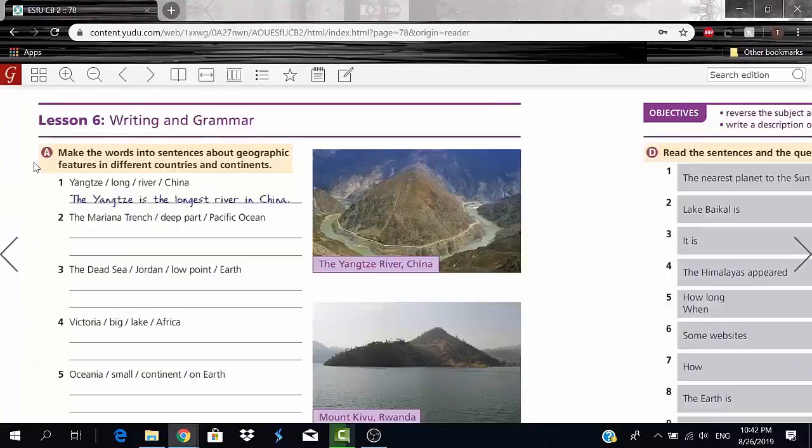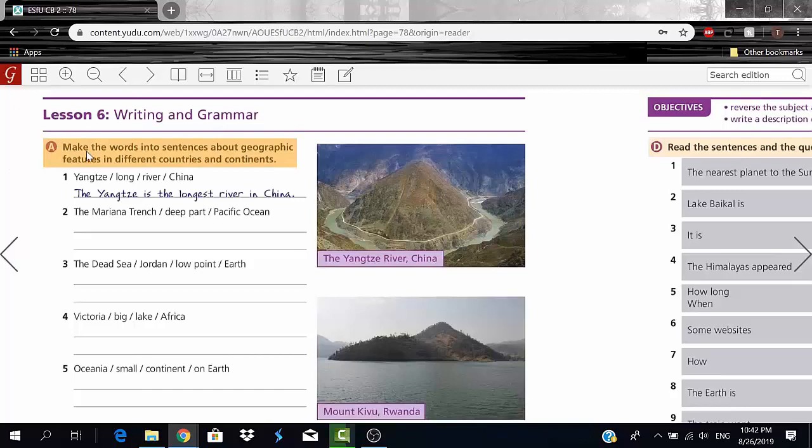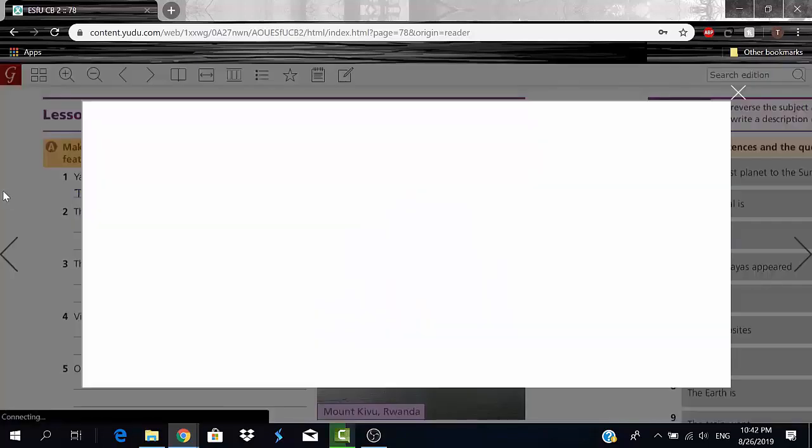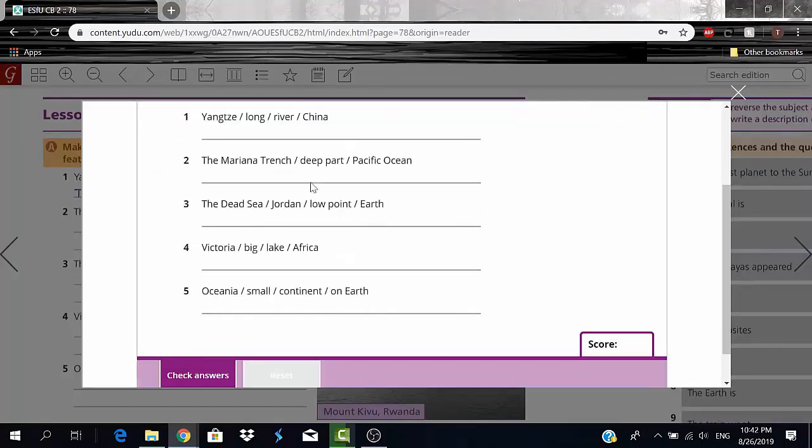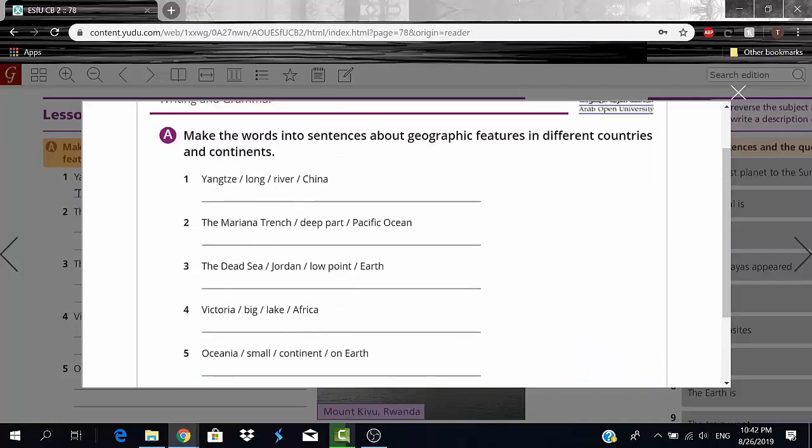Alright, you guys, so here we have the continuation of lesson 6, writing and grammar. So let's just hop right in. We have exercise A. Make the words into sentences about geographic features in different countries and continents. These sentences are in messed up order, and we're going to make them sentences that are understandable.